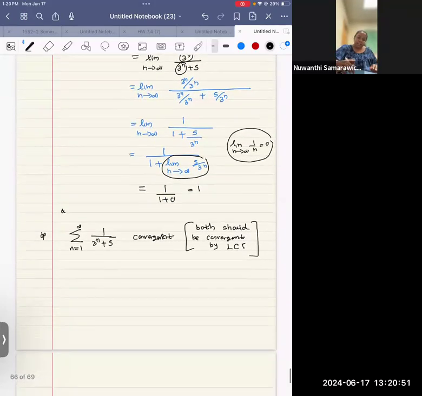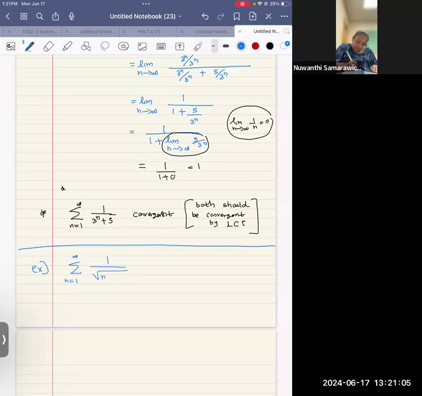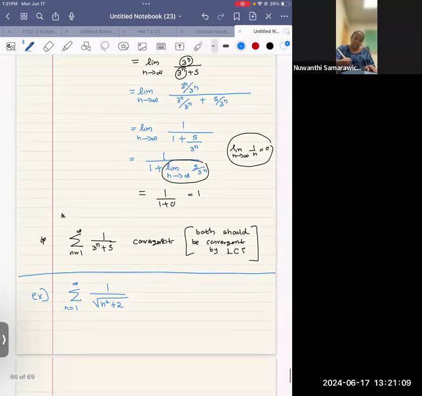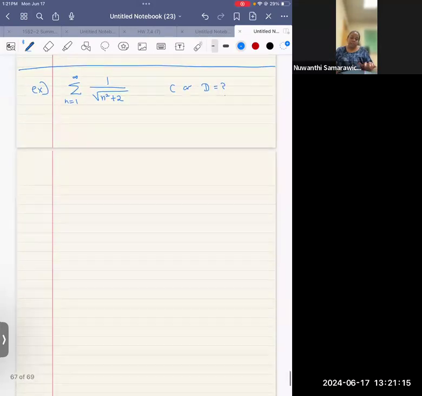Okay, so let's do another example. The new one is 1 over square root of n squared plus 2. Now think, is it convergence or divergence? Now think of a new series that we can use.